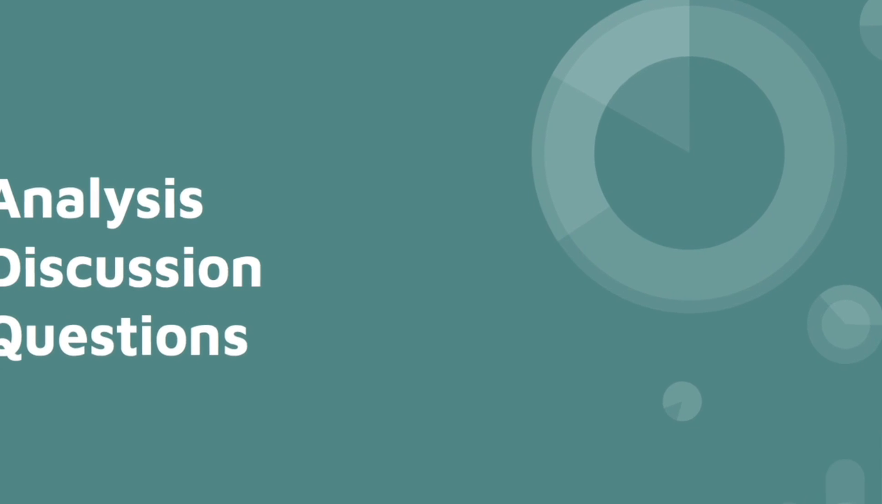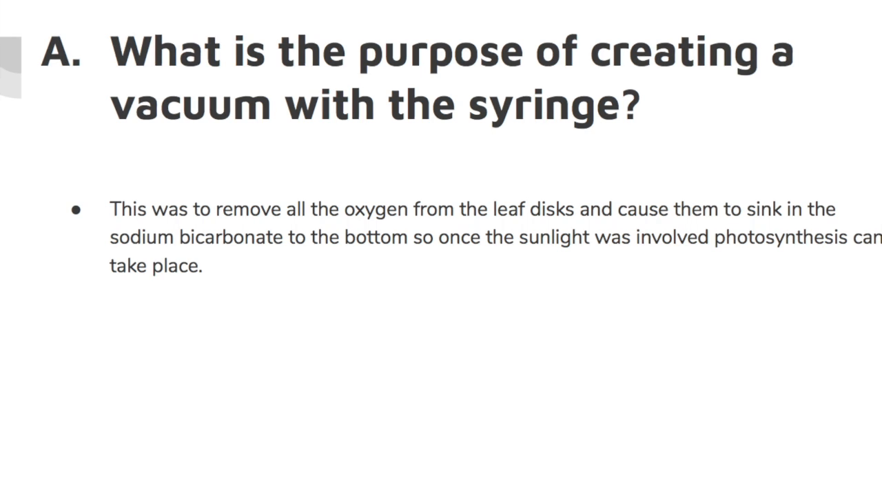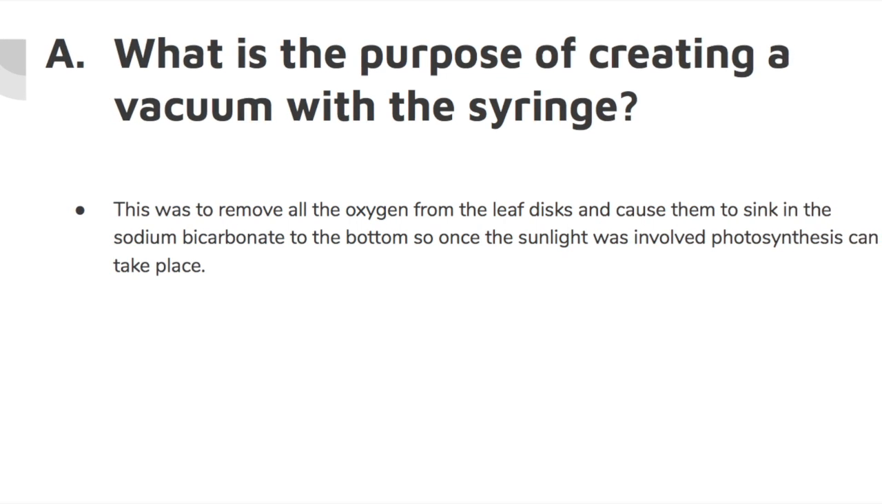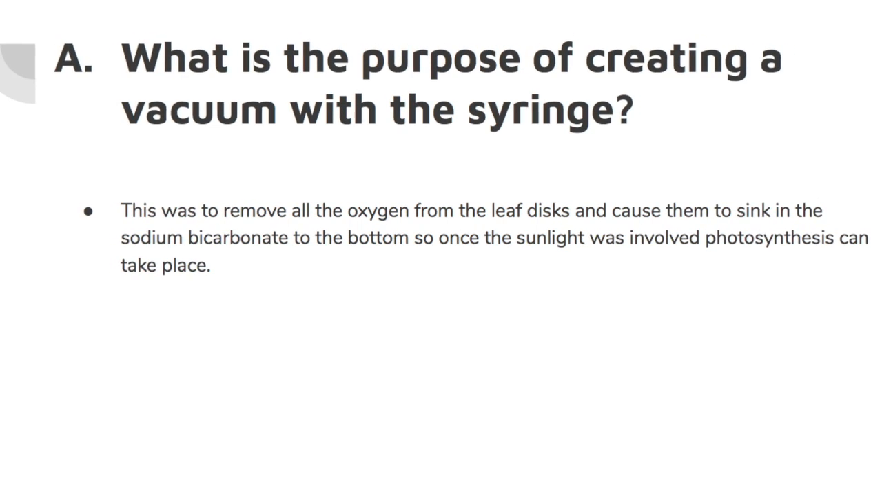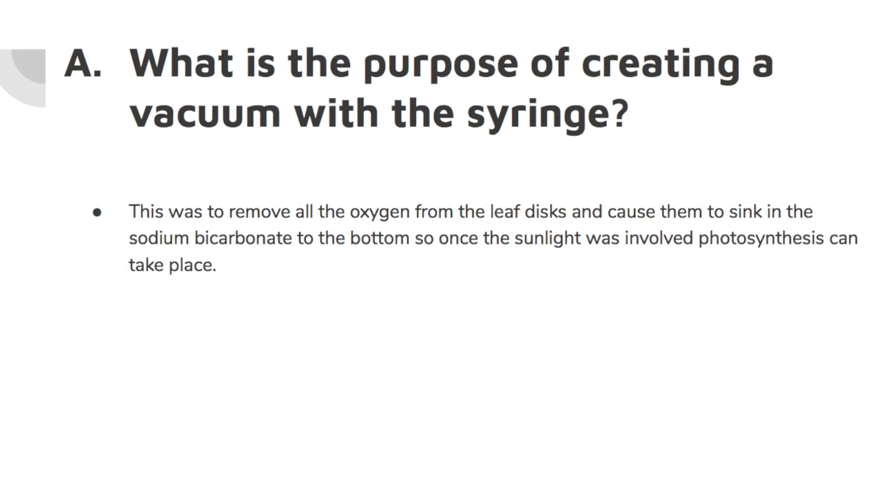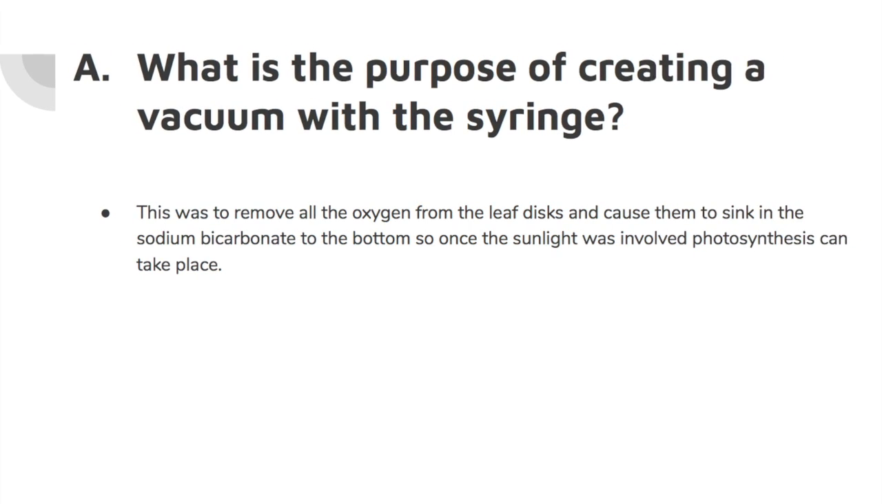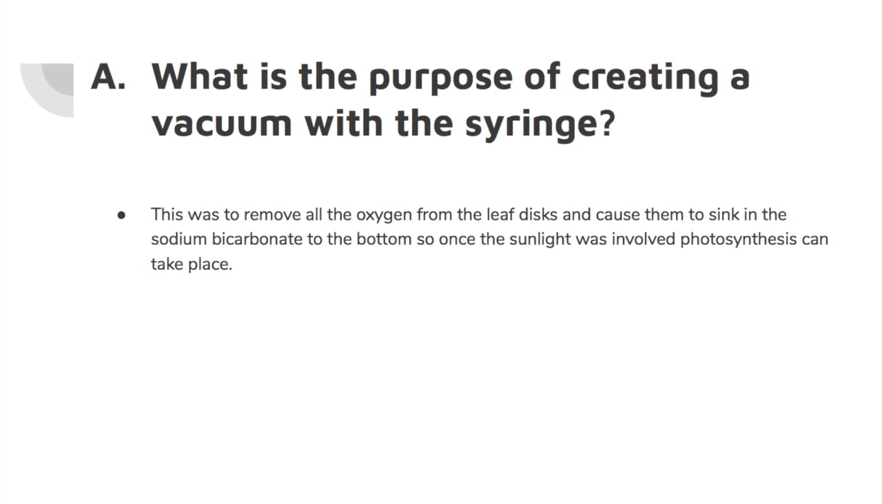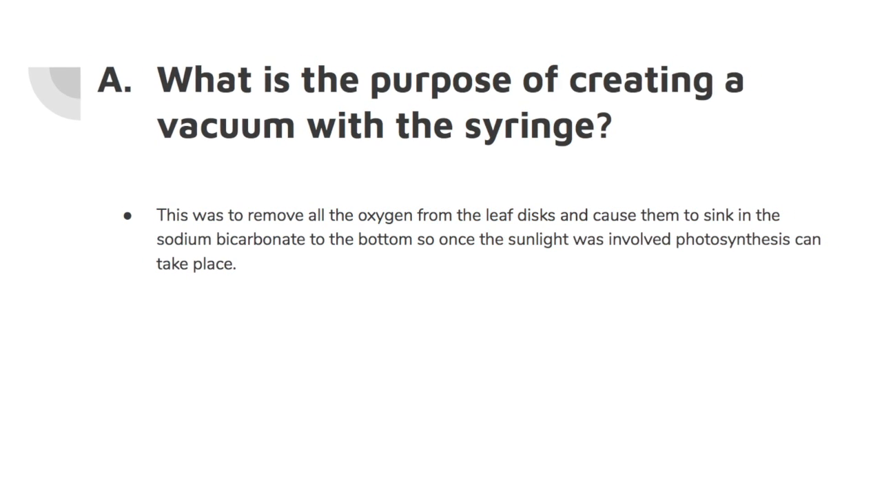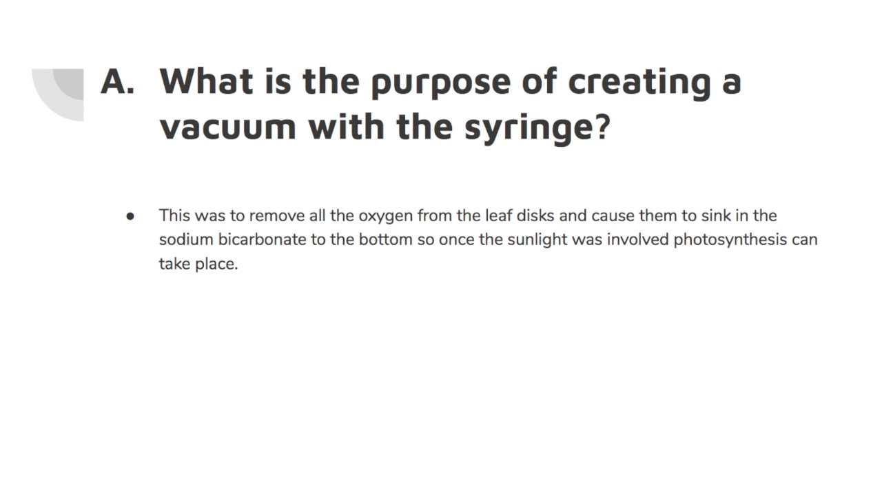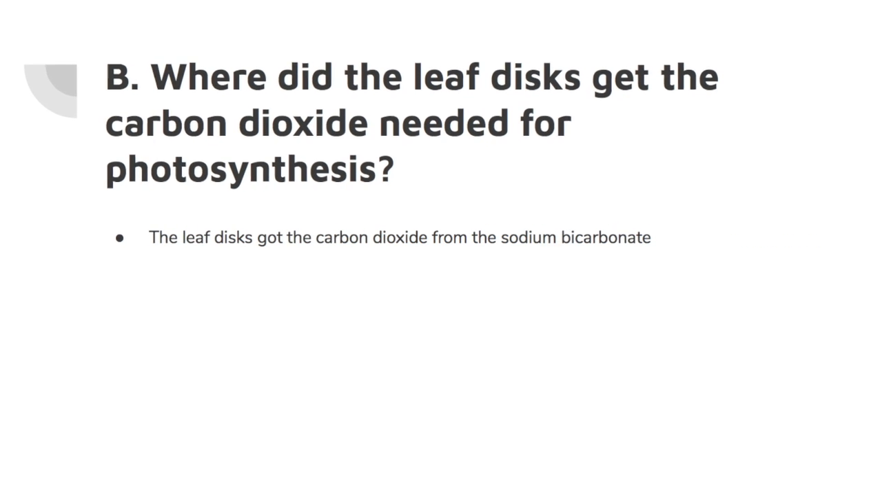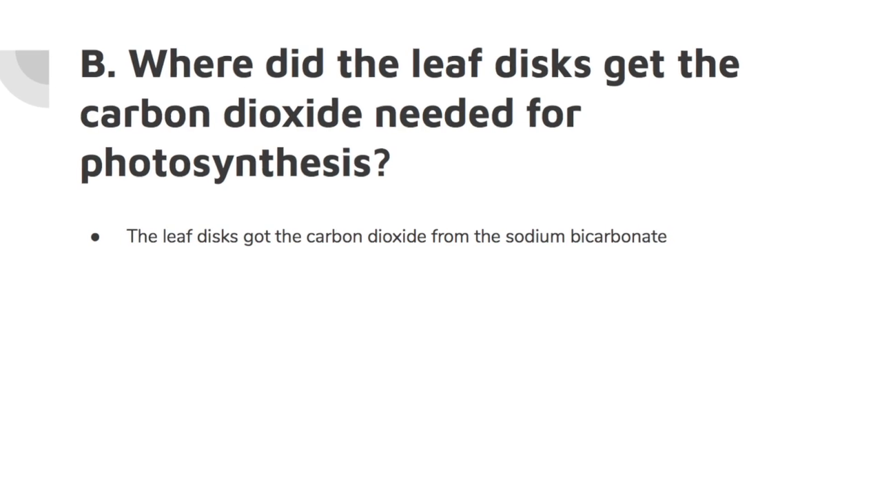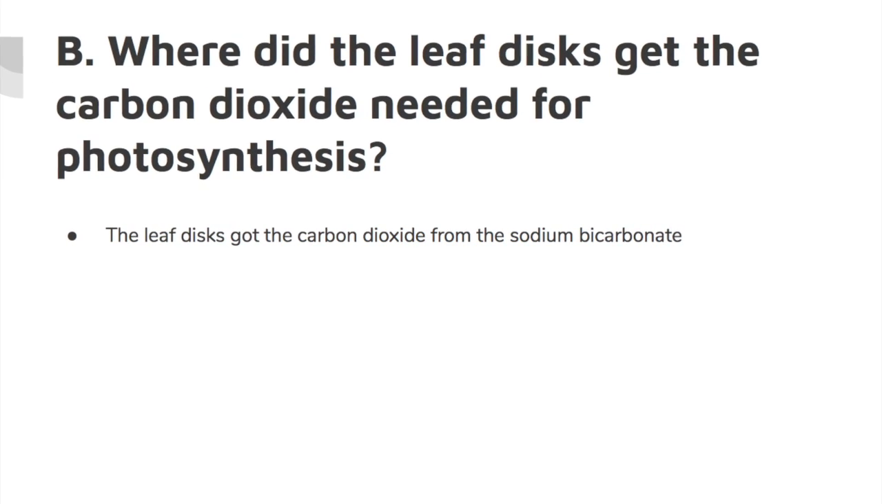Analysis discussion questions. What is the purpose of creating a vacuum with the syringe? This was to remove all the oxygen from the leaf discs and cause them to sink into the sodium bicarbonate to the bottom so that once the sunlight was involved, photosynthesis can take place. The leaf discs got their carbon dioxide from the sodium bicarbonate.